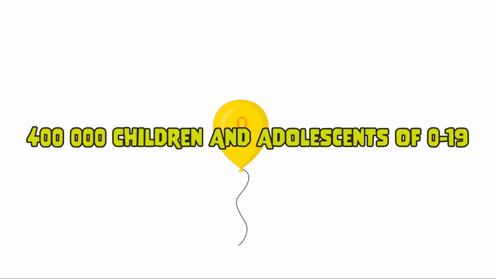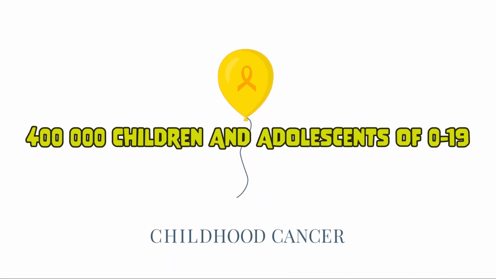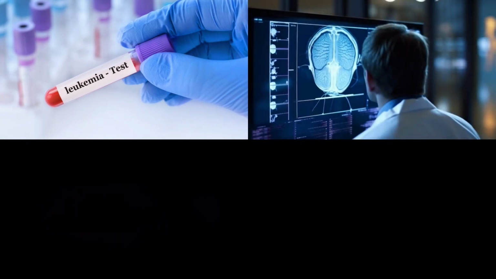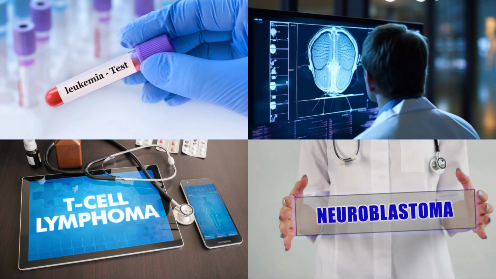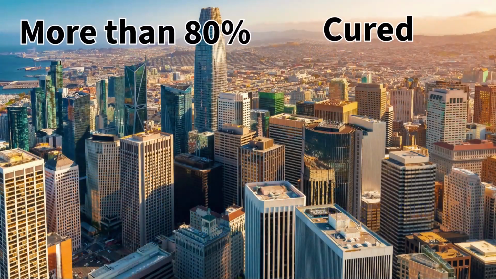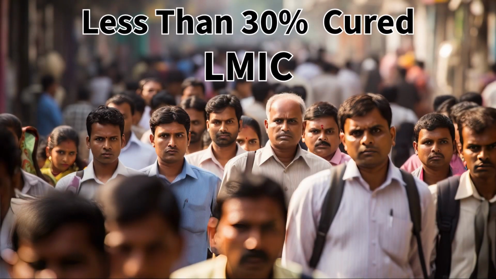Childhood cancer. Each year, an estimated 400,000 children and adolescents of 0 to 19 years old develop cancer. The most common types of childhood cancers include leukemias, brain cancers, lymphomas and solid tumors, such as neuroblastoma and Wilms tumors. In high-income countries, where comprehensive services are generally accessible, more than 80% of children with cancer are cured. In low- and middle-income countries, LMIC, less than 30% are cured.